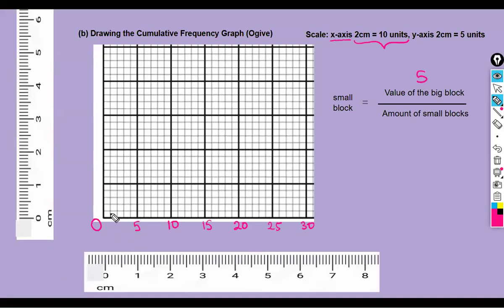5. And how many small blocks are in between? 5. So I think I went through this already. You'll get 1. So that means every small block is 1. So I think one of the first points on the x-axis is 10.5. I think that was one of the first values.